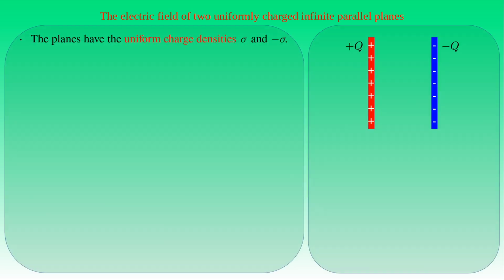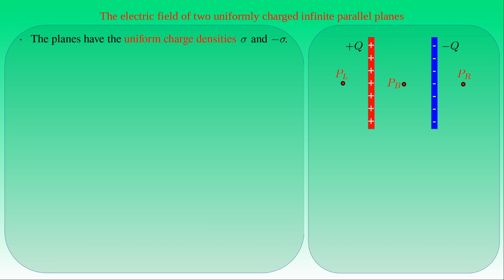We can apply the result obtained for a uniformly charged infinite plane sheet to determine the electric field created by two uniformly charged infinite parallel planes. We assume that one of the planes has the surface charge density sigma and the other one has minus sigma, that is the planes have the same amount but opposite charges plus q and minus q. First, we choose the point PL on the left-hand side, the point PB between the two planes and the point PR on the right-hand side where we examine the properties of the uniform electric fields due to the charged planes.